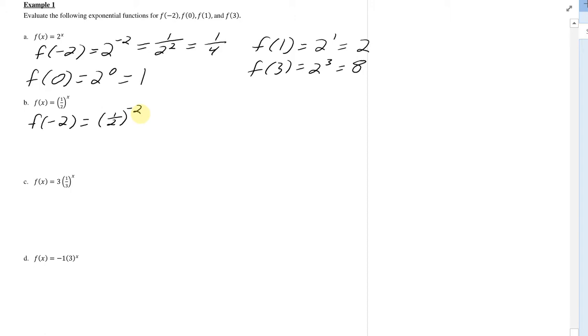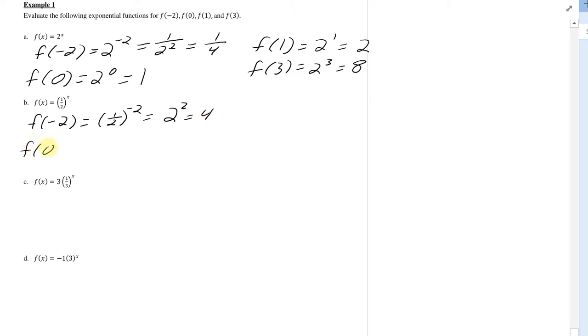Now in this case, what does it mean to have the negative exponent? Well, in this case, that means I'll actually flip the fraction. So this would become 2/1. And what is 2/1? It's just 2. So this will become 2 squared. So then this equals 4. Okay, so that's f of -2.